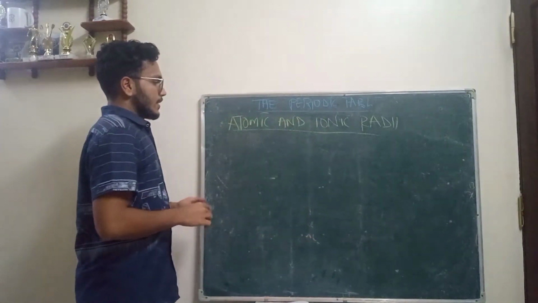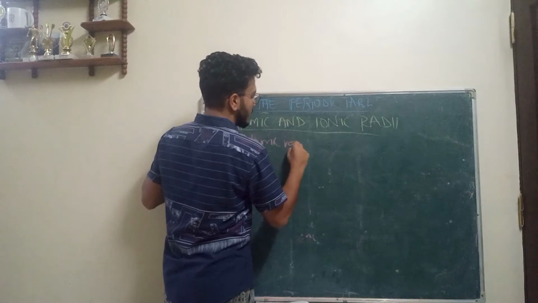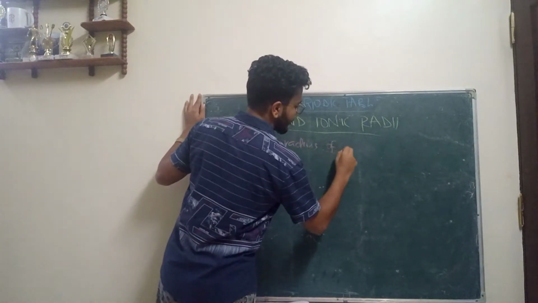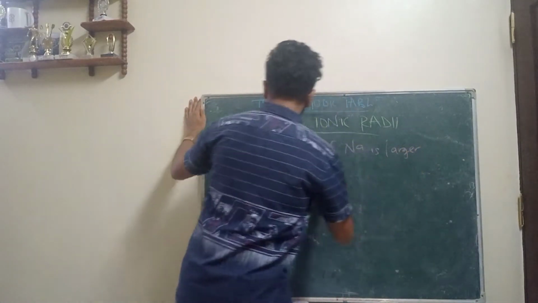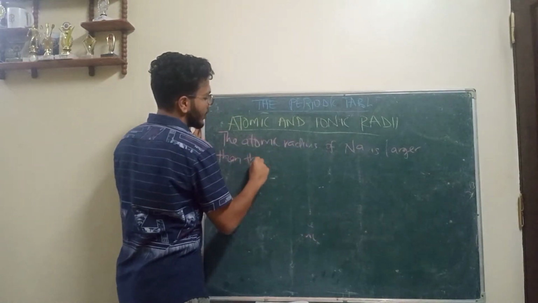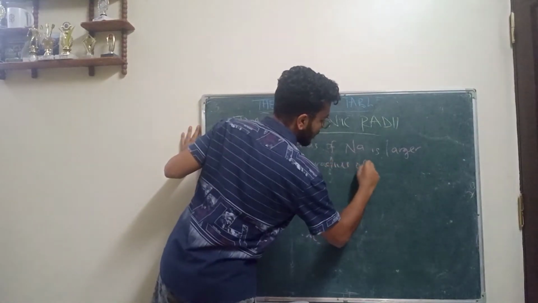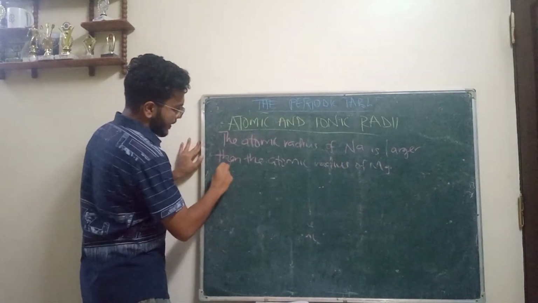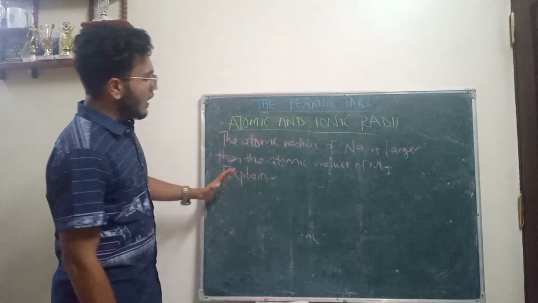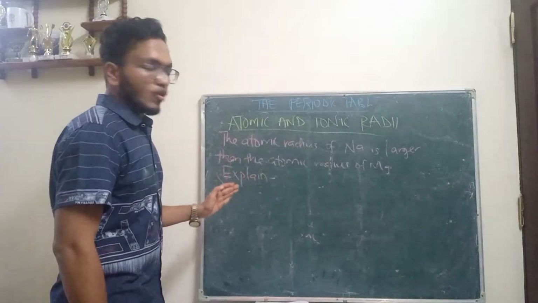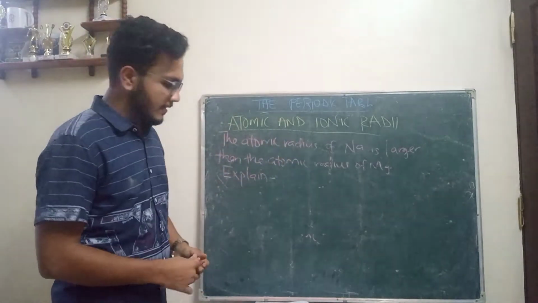For example, the atomic radius of sodium is larger than the atomic radius of magnesium. Explain. How do you explain this question? The atomic radius of sodium is larger than the atomic radius of magnesium. How do you explain this?